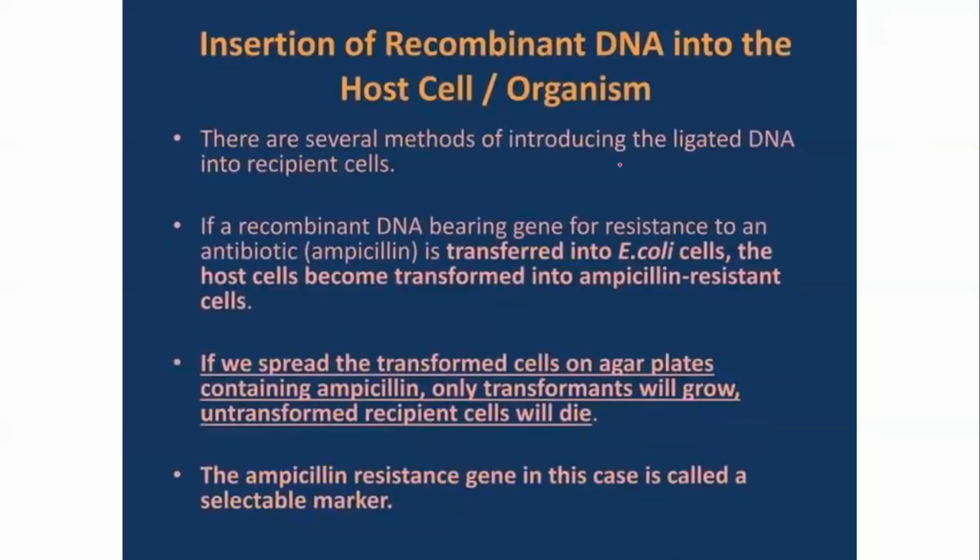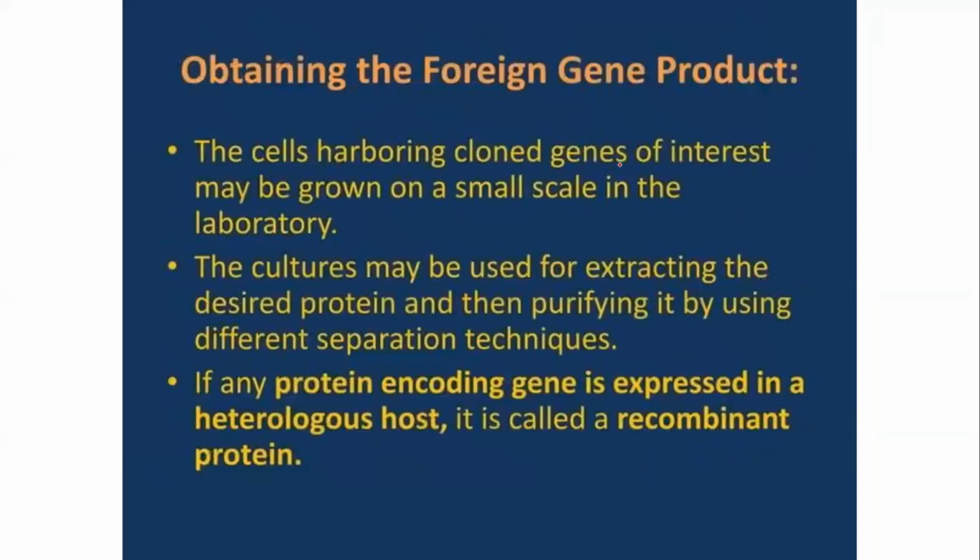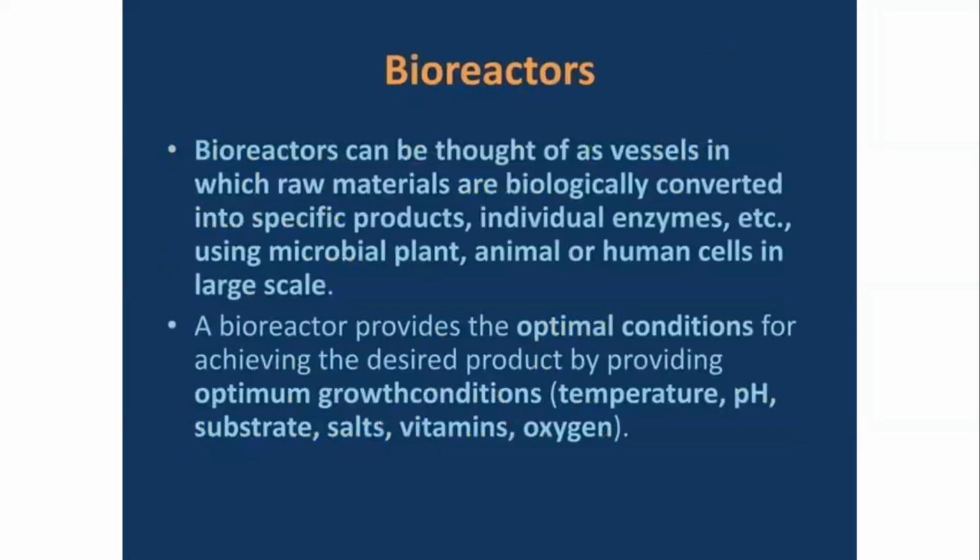So this is about the introduction of recombinant DNA in the host cell. We already discussed the several methods. Now we are obtaining the foreign DNA product, that is harboring the cloned DNA of interest, on a small scale in the laboratory. And if any protein coding gene is expressed in a heterologous host, it is called the recombinant protein. As like the insulin protein. If you are getting a particular protein from a particular recombinant DNA, that is recombinant protein.